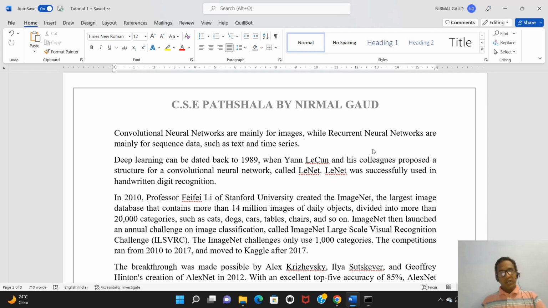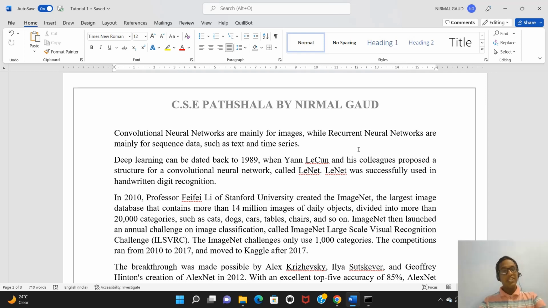Now the point is, we focus upon the timeline of deep learning: how it came into your studies and where we are currently. In 1989, Yann and his colleagues proposed a CNN, that is convolution neural network, called LeNet. This LeNet was successfully used for performing recognition of handwritten digits.